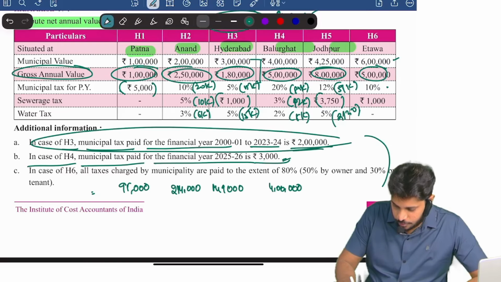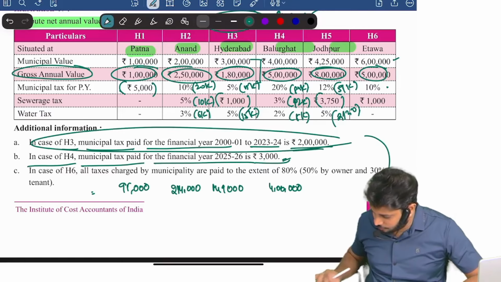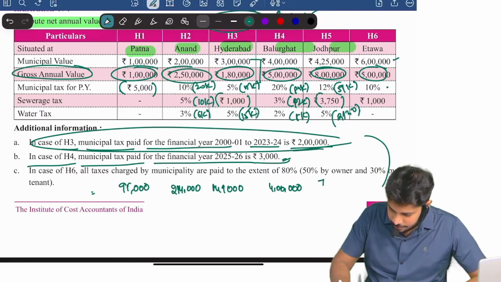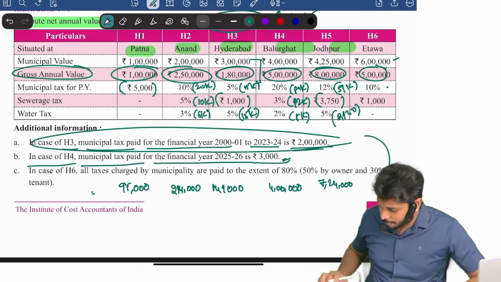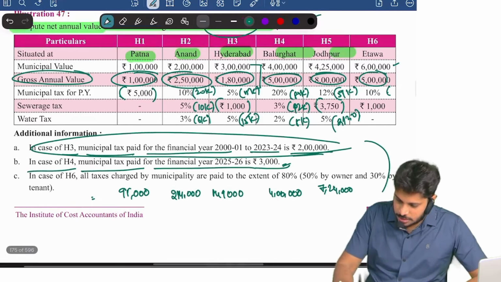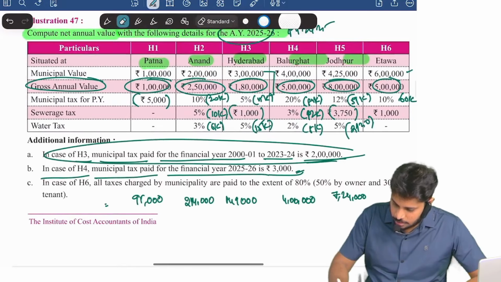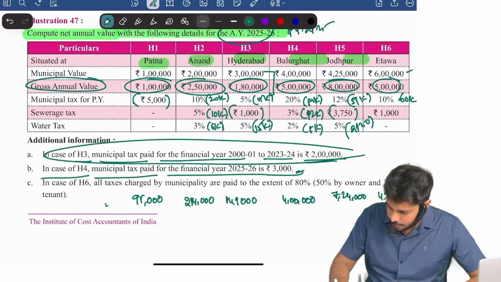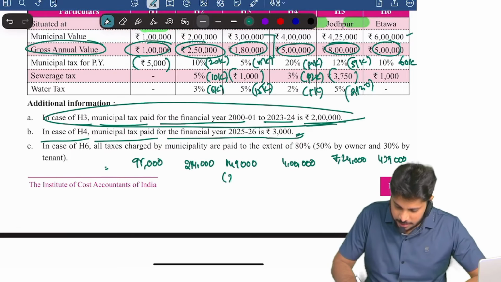House 4 it is 4 lakh. Then house number 5, 8 lakh minus 51,000 minus 3,750 minus 21,250, correct? 7 lakh 24,000, correct? Then 5 lakh, 10% means 60,000, correct? 5 lakh minus 60,000 minus 1,000 is equal to 4 lakh 39,000. Now apart from that, house number 3, another 2 lakhs is paid, but NAV cannot be negative.